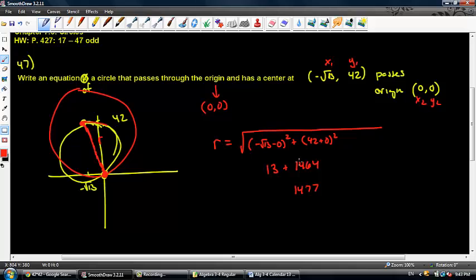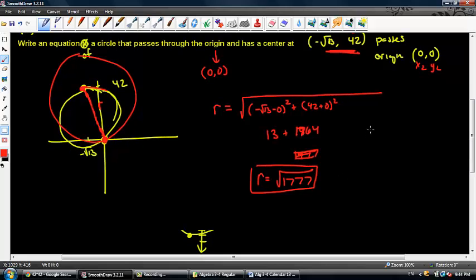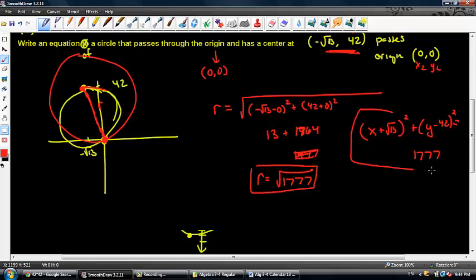And I realized I just made a mistake right there. That's not 1464, it's 1764. So the actual radius is going to be the square root of 1777. Now that we have a center here, we can write the equation of this circle. That's going to be x plus rad 13 quantity squared plus y minus 42 quantity squared equals rad 1777 squared, which is 1777. And that's as far as you need to go with this problem.